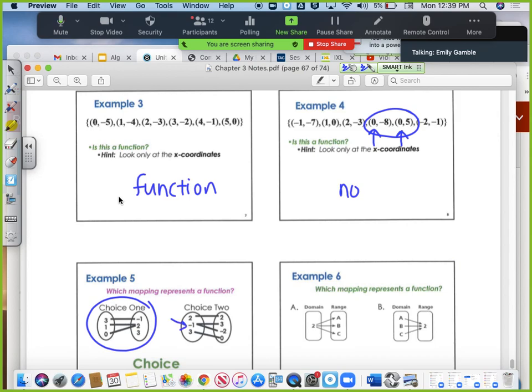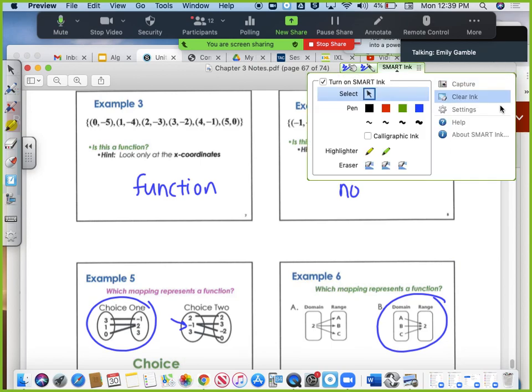And then this last example is asking which one represents the function. 2 to A, 2 to B, 2 to C, or A to 2, B to 2, C to 2. Which one does not repeat the same x value? B. Correct. This one does represent a function because all of the x values are different. I know that's a little bit weird with having variables as your x and y, but that is correct.